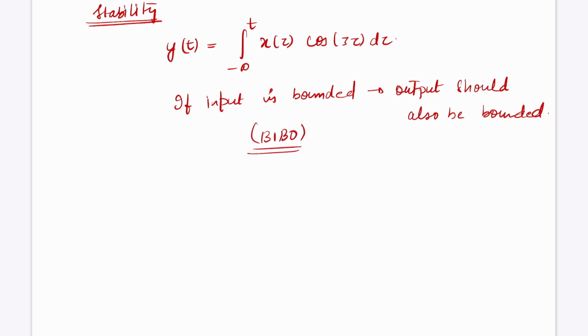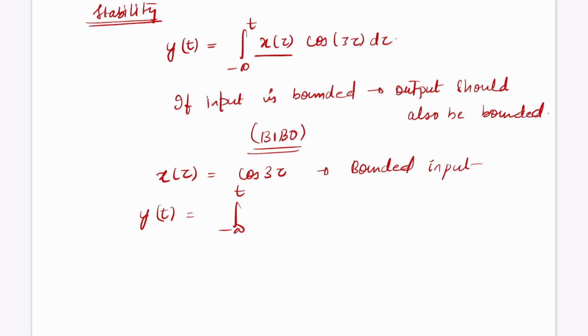So there will be many input functions that can satisfy BIBO. We have to just find one function that does not satisfy BIBO in order to check whether the system is stable or not. Right. So let's see, if I make the signal x tau as cos 3 tau only, which is a bounded signal, right, a cos signal is a bounded signal, so it is a bounded input I have provided. So y of t will become the integral from minus infinite to t of cos square 3 tau d tau.